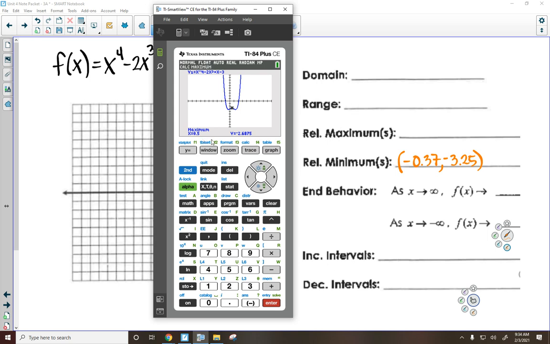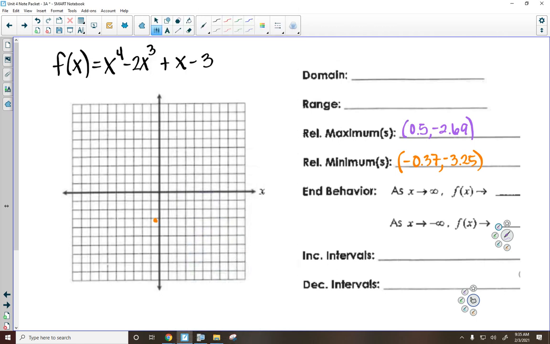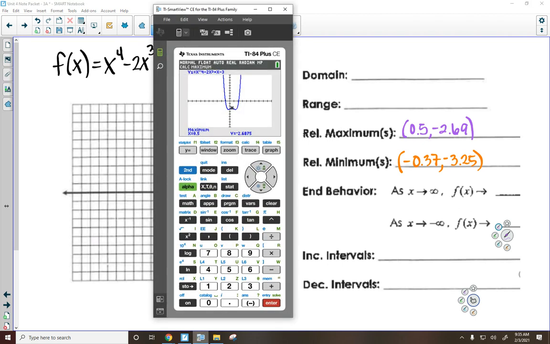My maximum is at 0.5 and negative 2.69 if I round. So I'll plot that point on my system as well. About there. Okay. One last point to find.